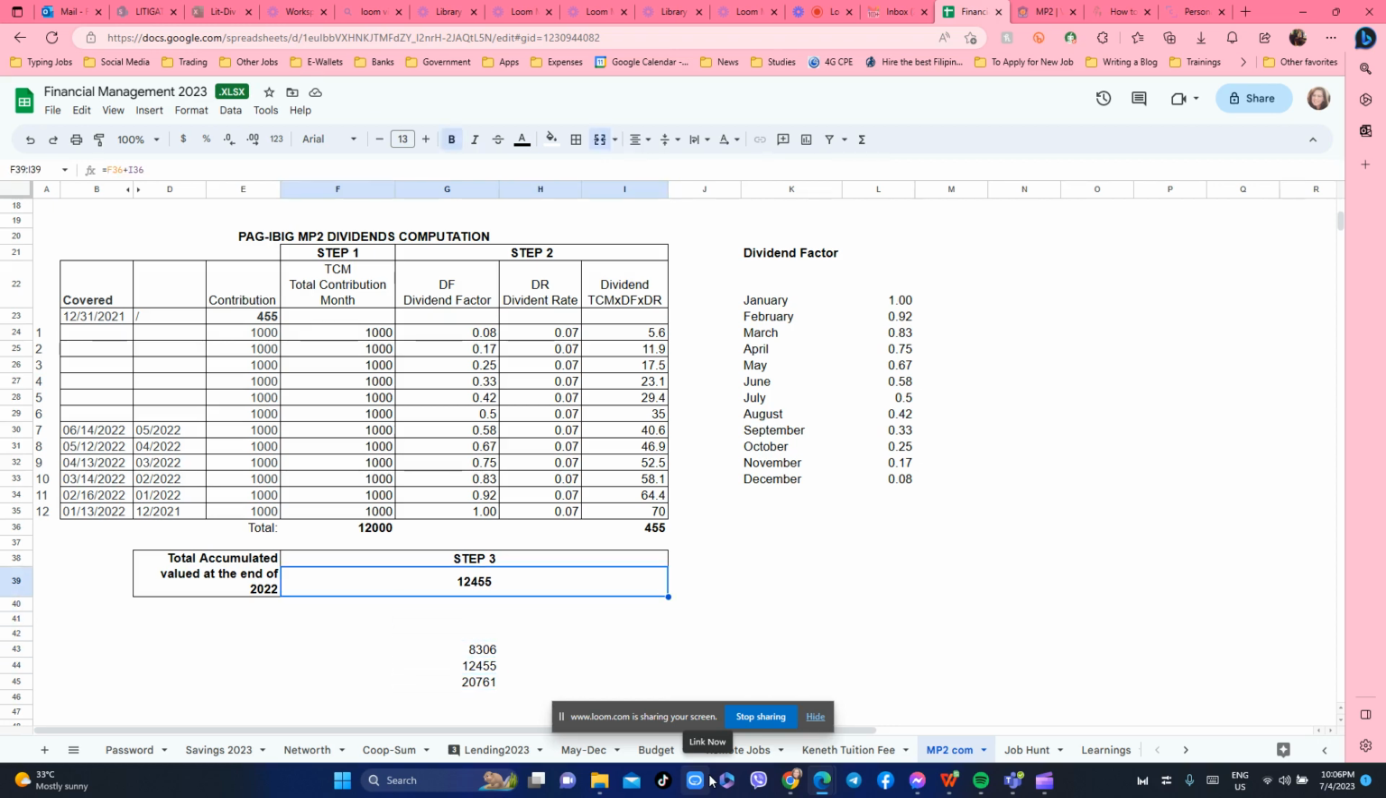Not bad, because regular banking can give you 7 point something interest. So this is for now.